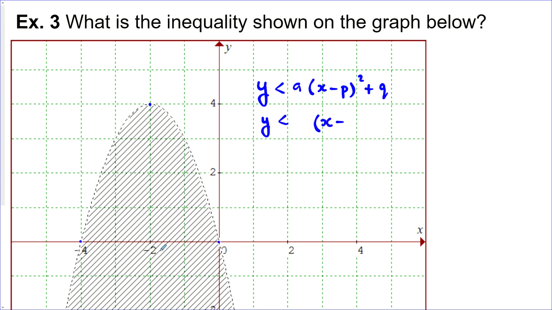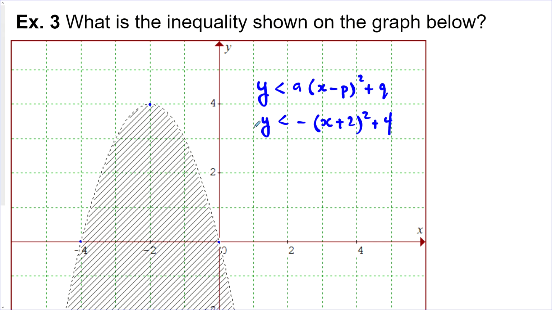So our x value of the vertex is -2 and our y value is 4. What about the a value? Well, we can look at this and say this went over 1, down 1. Normal parabolas that aren't stretched would be over 1 and up 1, so we know this just got reflected down. And there's our inequality for this graph shown here.